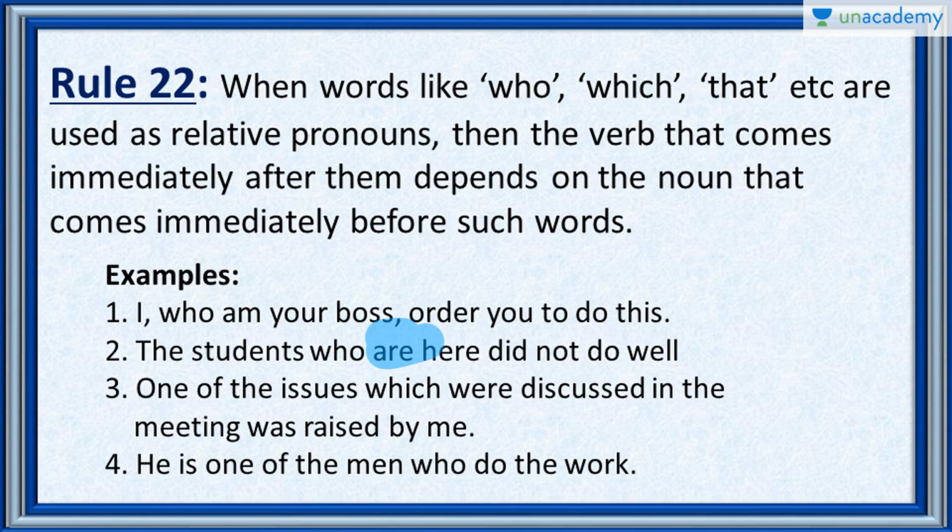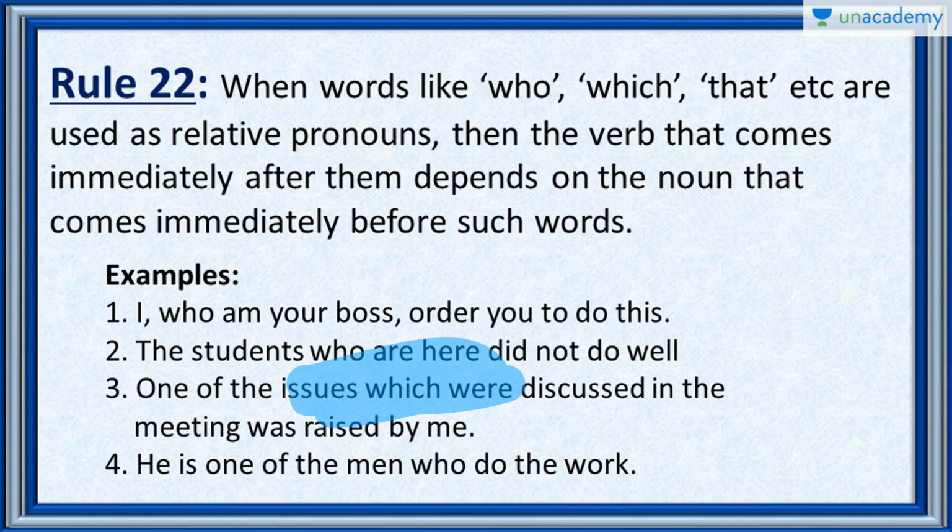One of the issues which were discussed in the meeting was raised by me. It's a very good example because it creates two relations. We'll see them. First we'll look at the pronoun, which is which. We've seen this rule that when we see a word like which or who or that, we look at the noun preceding it immediately. Issues, so the verb or the helping verb that will follow it will be plural because issues is plural. So issues which were, this part has been confirmed, it should be right.